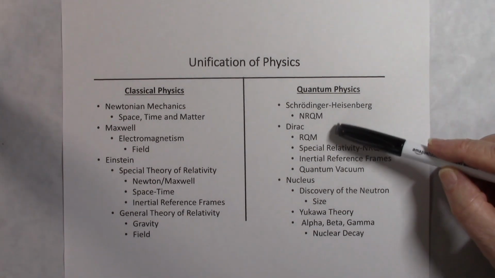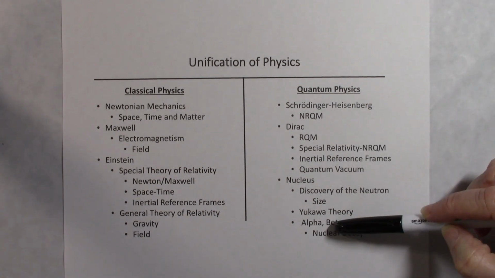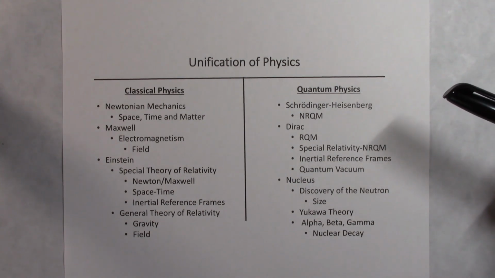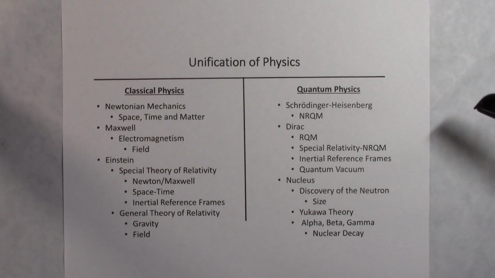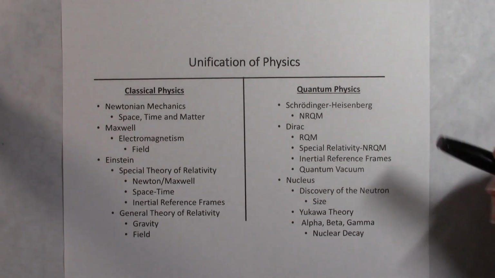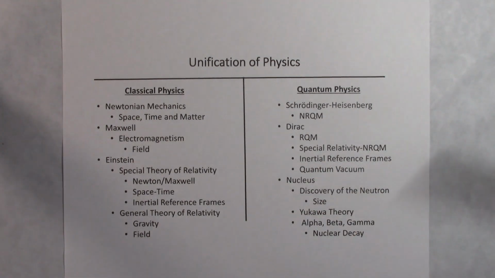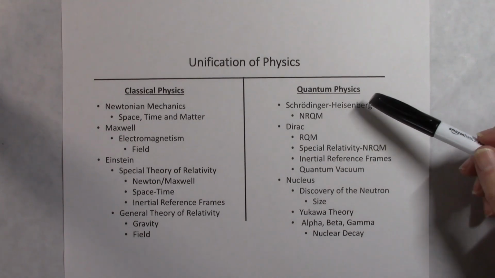Quantum physics went through a number of iterations over time. The first theory was put forward by Schrödinger and Heisenberg. It was called non-relativistic quantum mechanics. It filled in some of the holes that were left by classical physics in explaining the physics on small scales. It had a few limitations, as we discussed before.